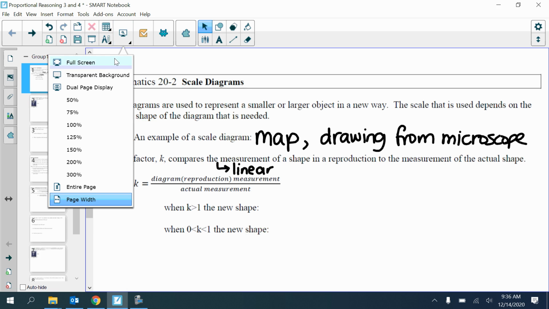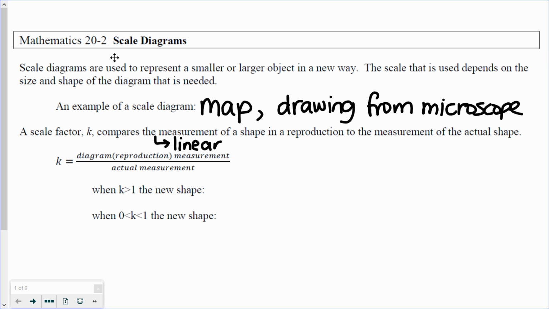So it's a linear measurement. So what you can measure, straight line measurements, basically. So our formula for calculating a scale factor is your diagram or your reproduction measurement divided by your actual measurement. So sometimes you also see it not just as a fraction like this. You can also see it as a ratio.